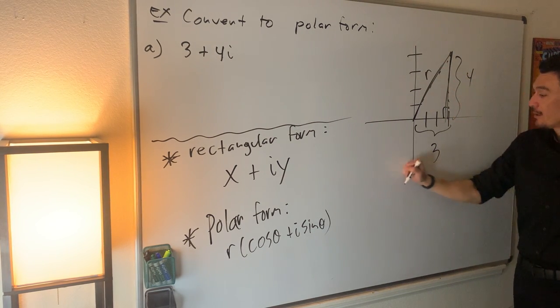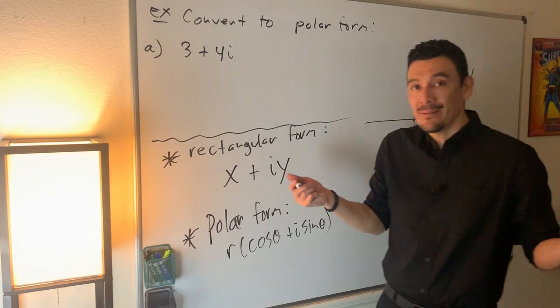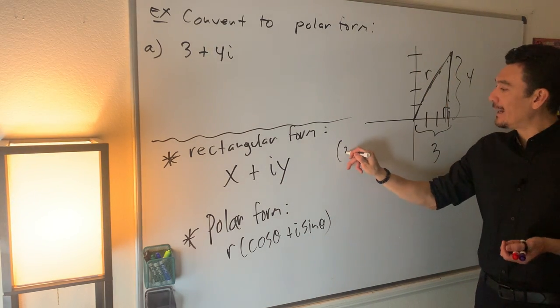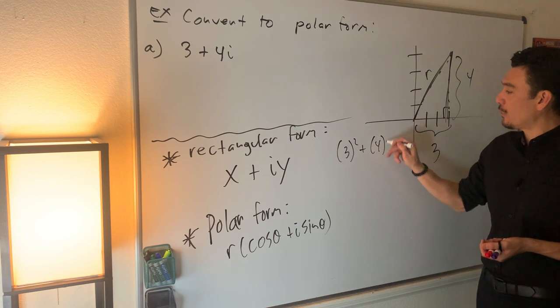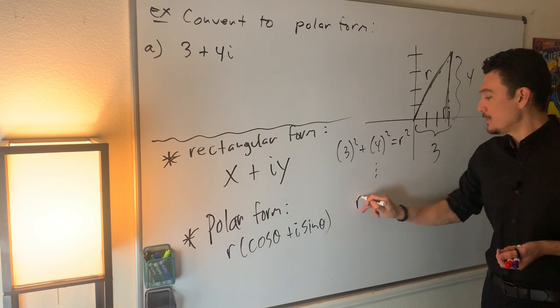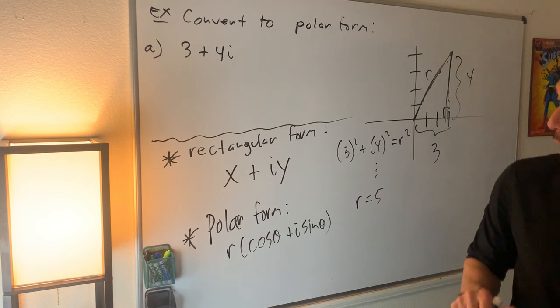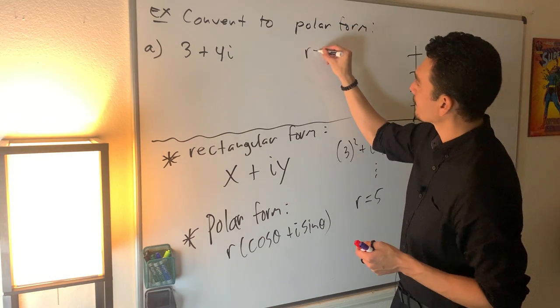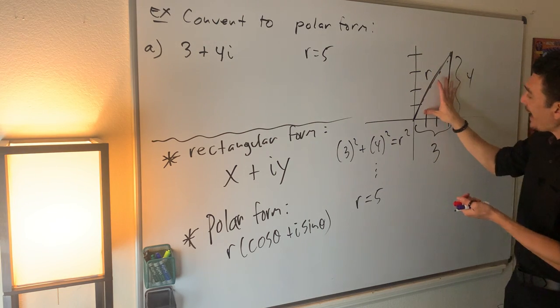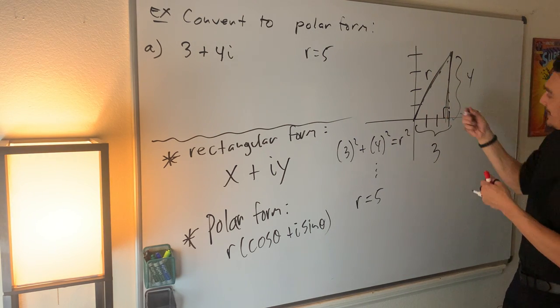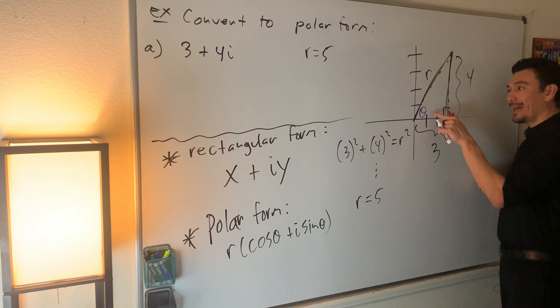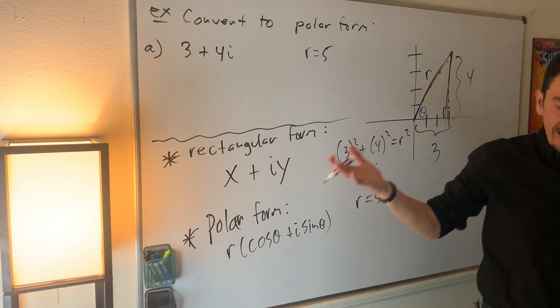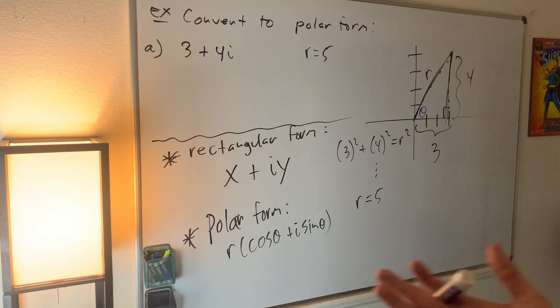Now let's find r by using the Pythagorean theorem. 3 squared plus 4 squared equals r squared. Do that and you're going to get 5. R is 5. Then all you have to do to finish this problem is find theta, which is that purple angle right there. To find theta, maybe we can use sine or cosine, and then use an inverse.